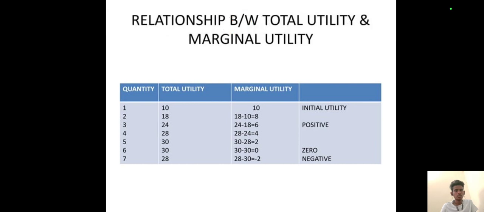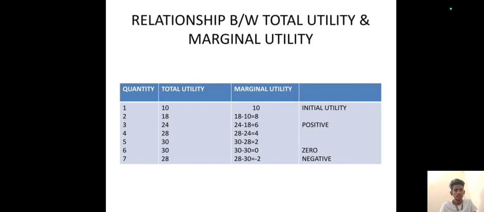For the third quantity, the total utility is 24 and it varies from 24 to 18, which is 6. For quantity 4, the total utility is 28 and it varies from 28 to 24, which equals 4. For quantity 5, the total utility is 30 and it varies from 30 to 28, where marginal utility equals 2. For quantity 6, the total utility is 30 and it varies from 30 to 30, where the marginal utility equals 0.